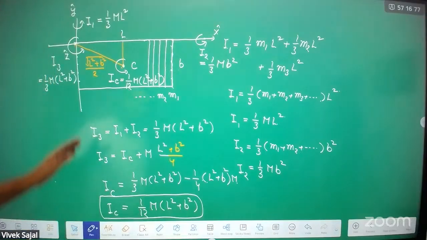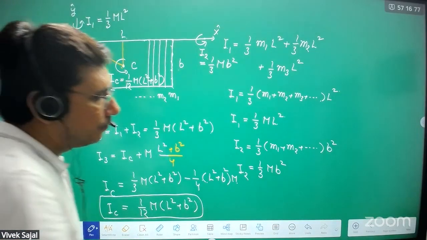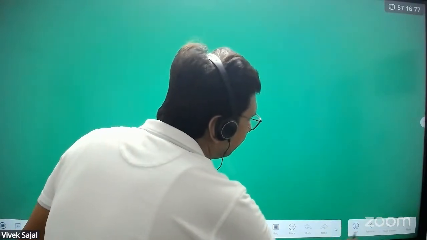So this will be the moment of inertia for this. Now next, so this is for the rectangular plate.